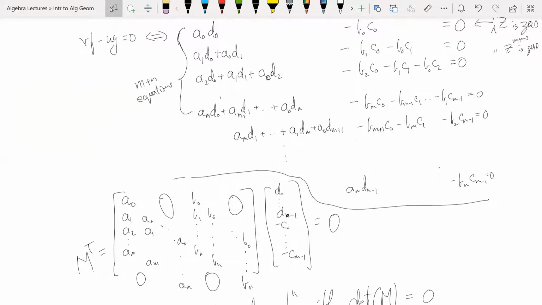Yeah. So unfortunately, the way I have learned matrix multiplication or writing a matrix equation is this way. So what we get is the transpose of the resultant matrix. So A0 and a bunch of times D0, 0 times D1, and so on. Then B0 times minus C0 is 0. This is how I'll think of it. So D0 to Dn minus 1 are variables, minus C0 to minus Cm minus 1 are variables, so that we get the resultant matrix. Yeah.